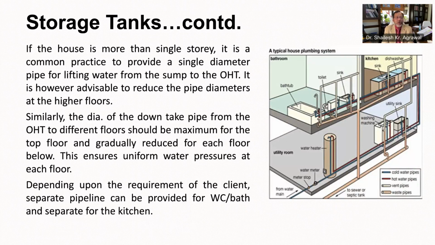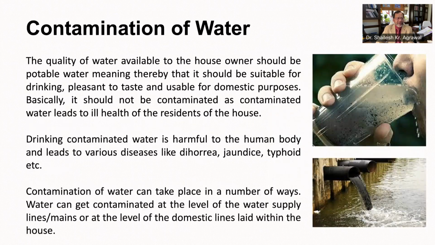Depending upon the requirements of the client, separate pipelines can be provided for WC, bath, and separate for kitchens. There are different gadgets available nowadays, which give an alarm as and when the OHT or sump is getting emptied. This is of immense convenience for the house owner, as otherwise the house owner has to continuously check the levels of water in the sump or OHT.